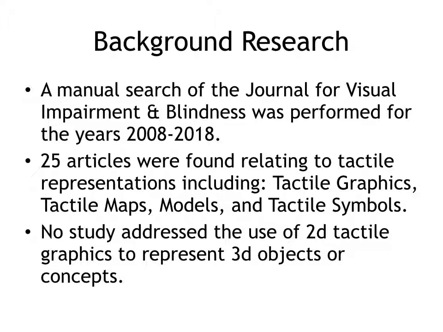The Journal for Visual Impairment and Blindness is kind of the central repository for research in the vision professions. It's kind of the main journal. So I did a manual search and looked through every article from the years 2008 to 2018. I did find 25 articles that all related to tactile representations, tactile graphics, which includes tactile maps and models, and also tactile symbols.